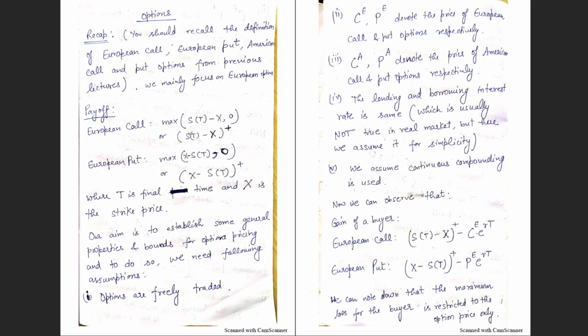And we can note down that the maximum loss for the buyer is only the premium he has paid, right? Suppose he wants to exercise the option, he can exercise. If he doesn't want to, he need not exercise the option. The only loss is the premium he has paid to the other party, which will be gone.